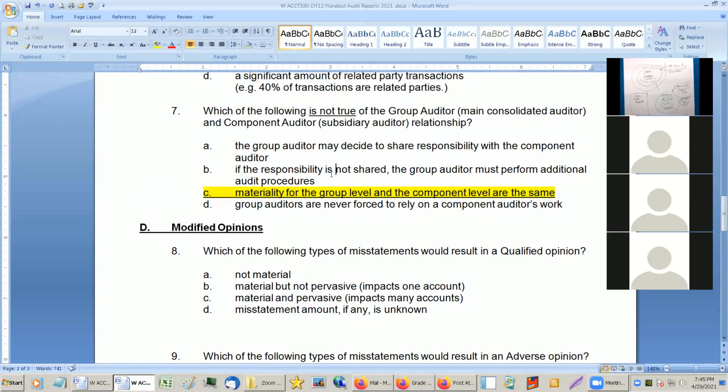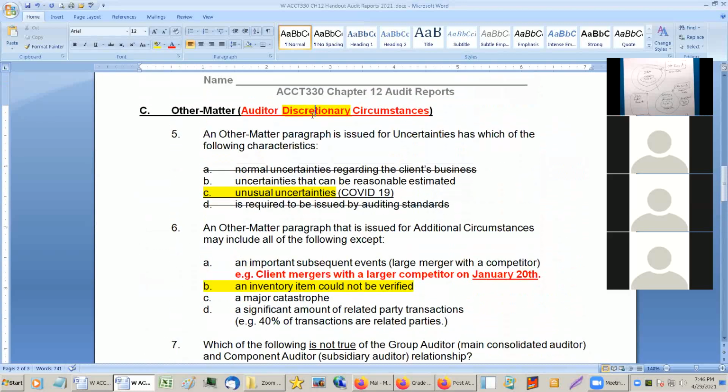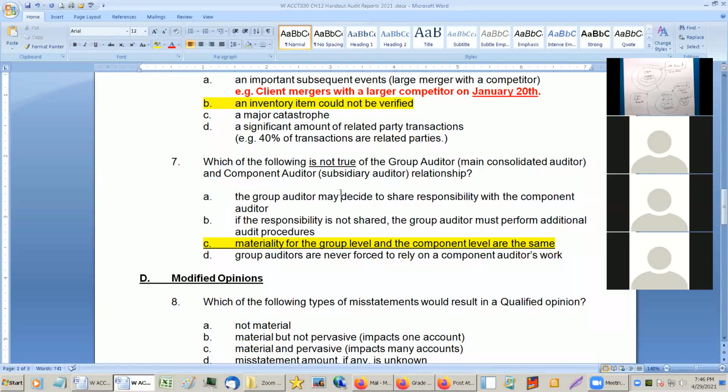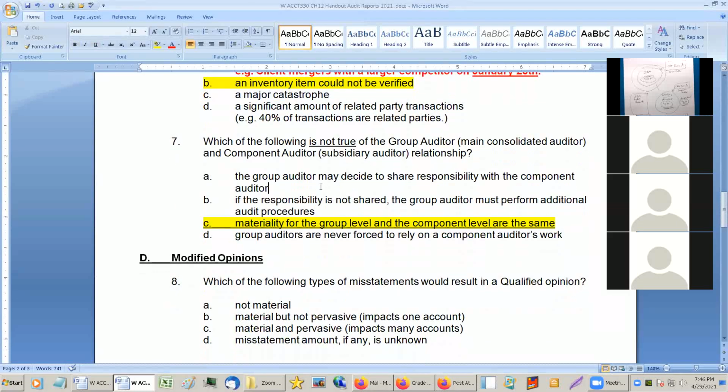The group, the main company, is going to have a larger materiality, because it's going to have their own plus whatever it is in the subsidiaries. The rest of these are correct. They may decide to share. Again, these are discretionary. They don't have to share the responsibility, but they can. By the way, this is for US only. International standards do not allow you to share the responsibility. You cannot share the responsibility if you are international.